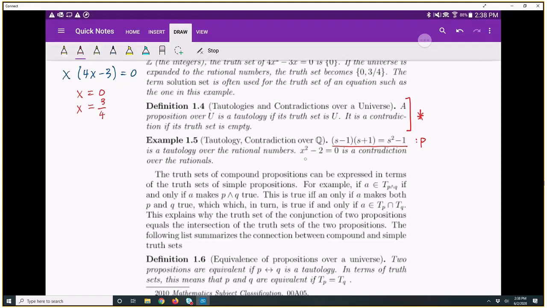On the other hand, the equation x squared minus 2 equals 0, if we let this be the proposition Q, then over the rational numbers, this equation doesn't have any solutions, because the solutions to the equation are square root of 2 and minus square root of 2, which do not belong to the rational numbers. So when we consider our universe to be the rational numbers, this proposition cannot be satisfied, so it is a contradiction.